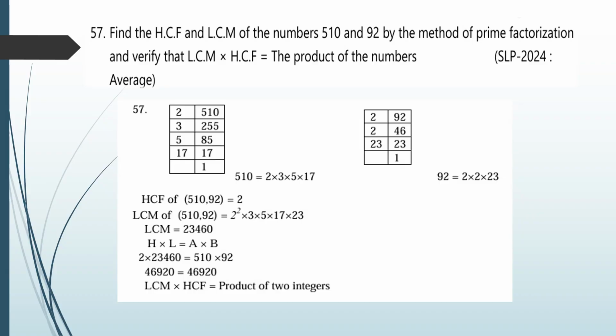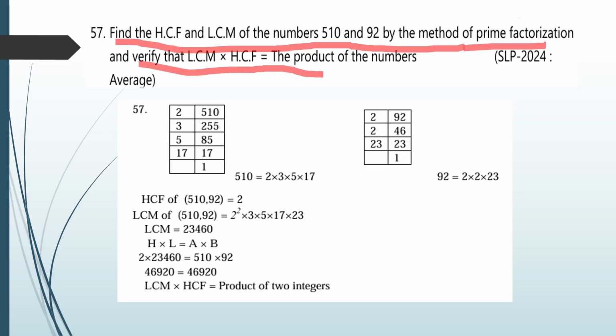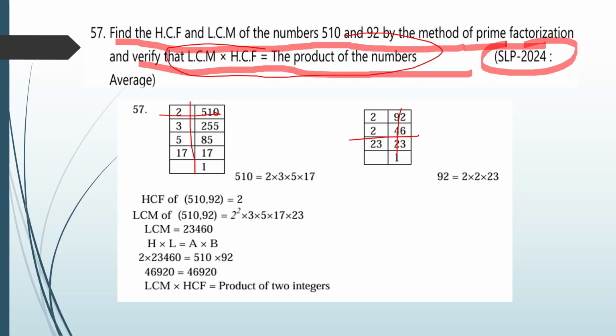In question number 57, find the HCF and LCM of these numbers 510 and 92 by the prime factorization method and verify that LCM into HCF is equal to the product of the numbers. It was already asked in the state level question paper in 2024. It is a very simple problem. Here you have to do the prime factorization method for 510 and 92 separately. After that, by using the formula LCM into HCF is equal to the product of the numbers, you can verify the value.